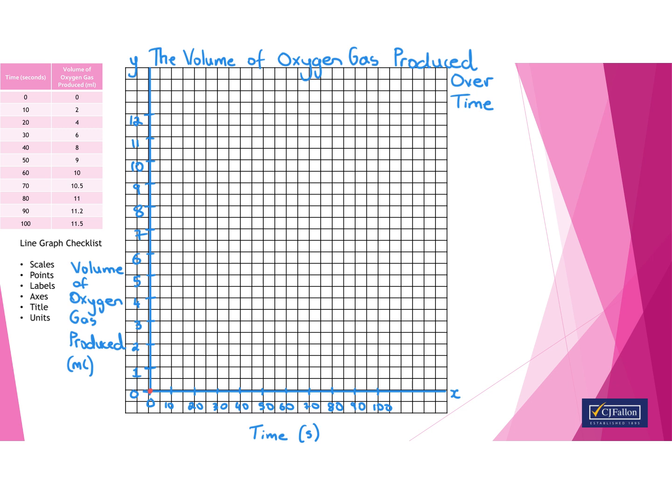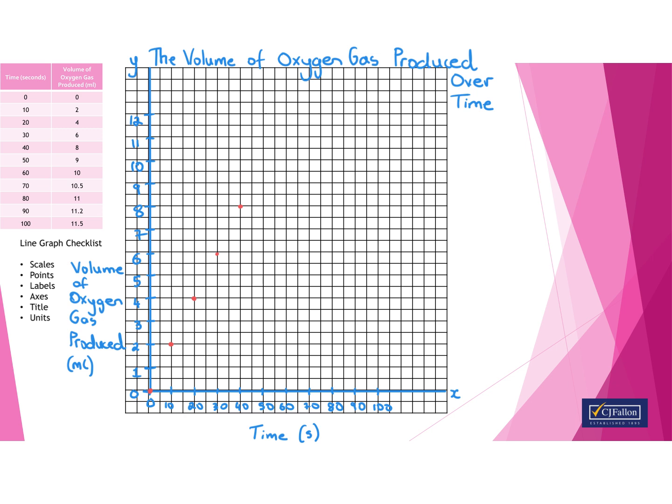So I go across to 10 seconds and up to 2 milliliters. At 20 seconds, we had 4. So I go across to 20 and up to 4. The third one, 30, we had 6. So I go across to 30 and up to 6. At 40 seconds, we had 8 milliliters. So I go across to 40 and up to 8.